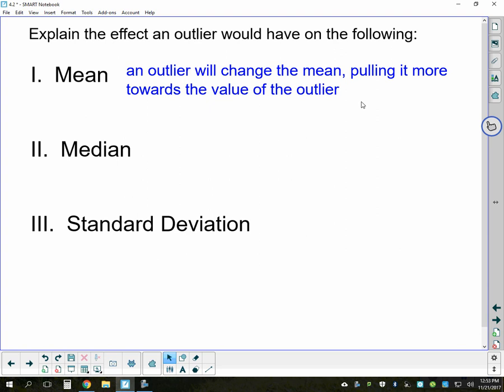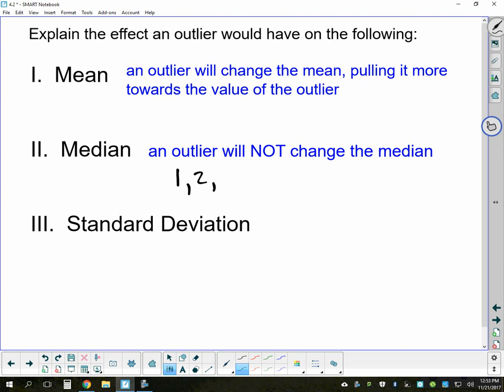Same thing if you had an outlier that was very small, it would change it and make your mean less instead of greater. Median, your outlier will not change the median because all you're doing is splitting up your numbers. So if you have the numbers 1, 2, and 3, your median is 2, right? That doesn't change. But say I have 1, 2, and 500. That median is still going to be 2. It's not affected by this outlier of 500. Whereas you could see on the mean, that's definitely going to change your mean.